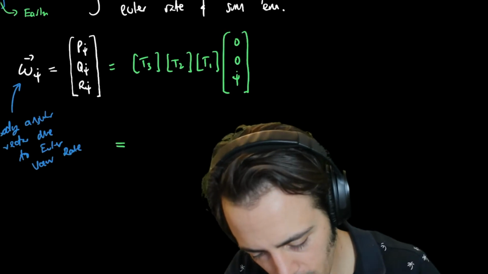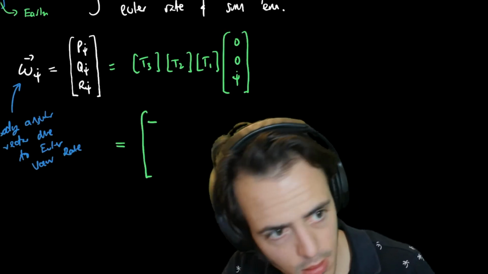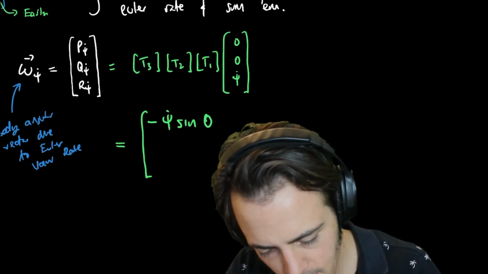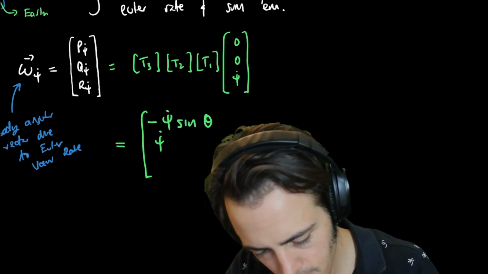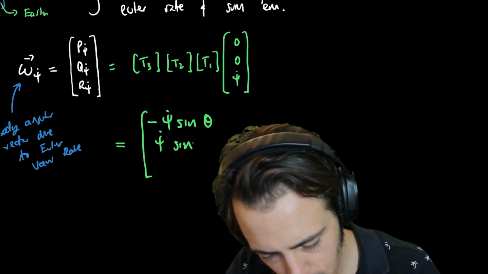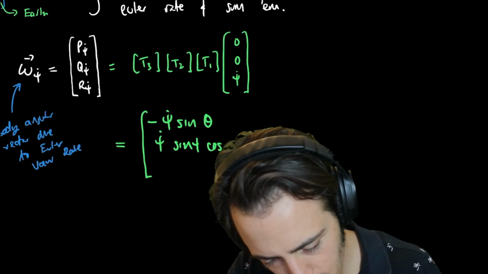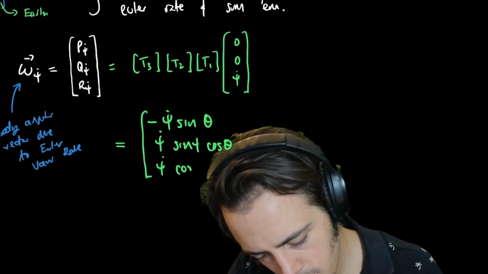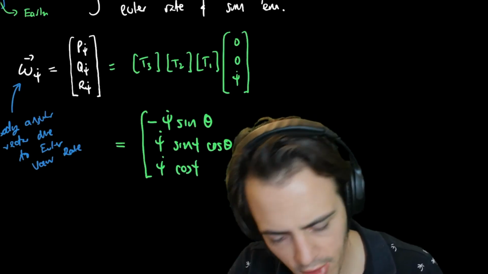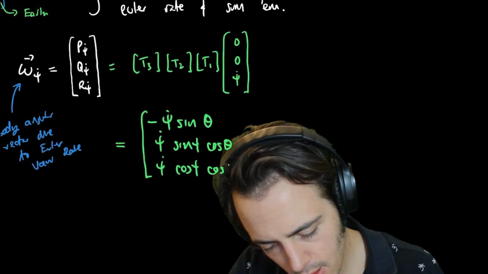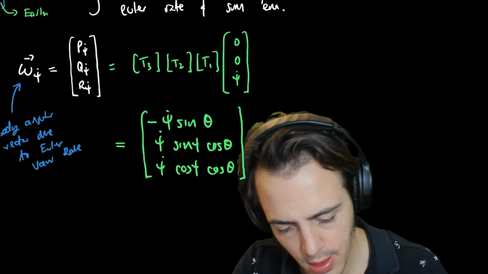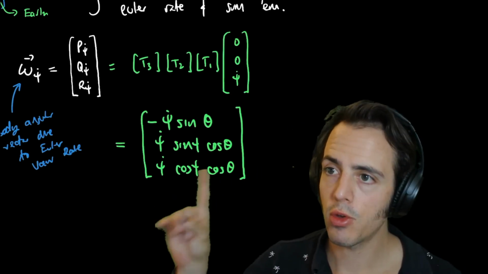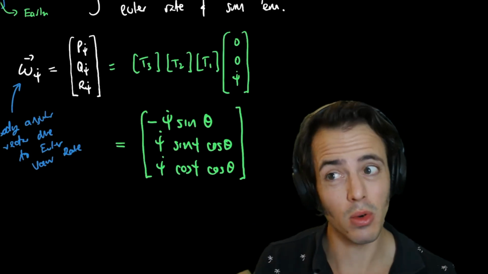And for us, that's going to be equal to minus psi dot sine theta, psi dot sine theta, cosine theta, psi dot cosine theta, sorry, cosine psi, cosine theta. So let's just think about what this is here. This is the body rate experienced due to a rate of change of heading, or Euler psi.